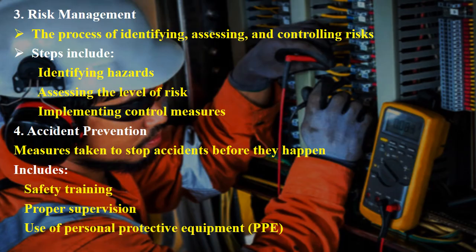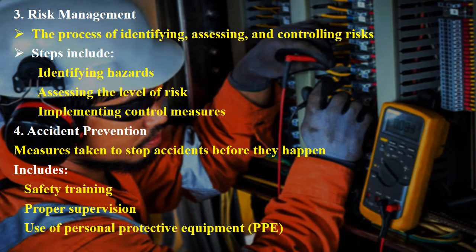Okay, risk management. Risk management is the process of identifying, assessing, and controlling risks or hazards in a workplace. The steps involved include identifying the hazards. That's the first and foremost step. Anything that can cause harm to our health or our physical well-being is a hazard. A classic example is a chemical spill or a naked electrical wire. These are all hazards. So step one in risk management is identifying the hazards.